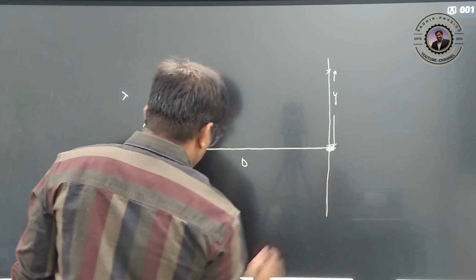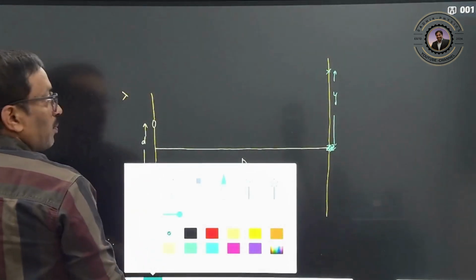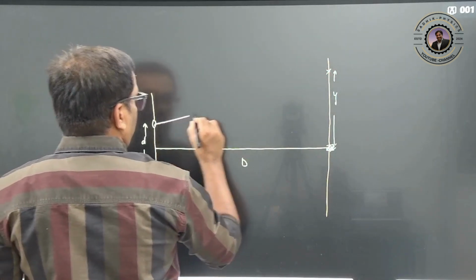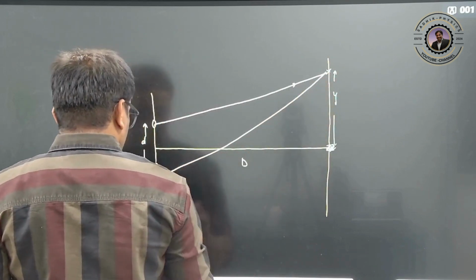You can call this n equals 0. At this point we want to calculate: the wave is coming here and falling at this point, and the other wave is coming and falling on this point.